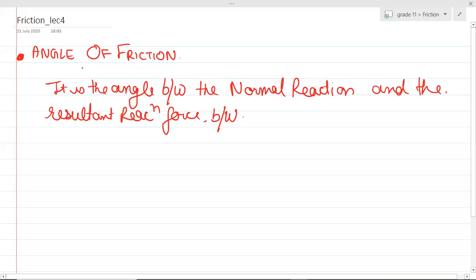So guys, what is angle of friction? It is the angle between the normal reaction and the resultant reaction force, between the normal reaction and the friction.